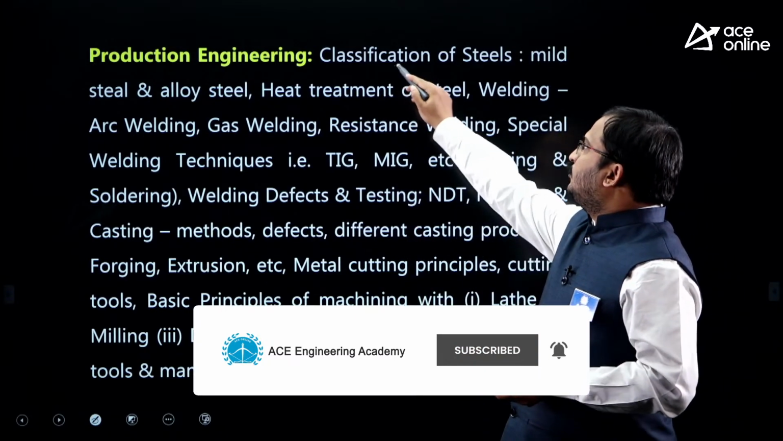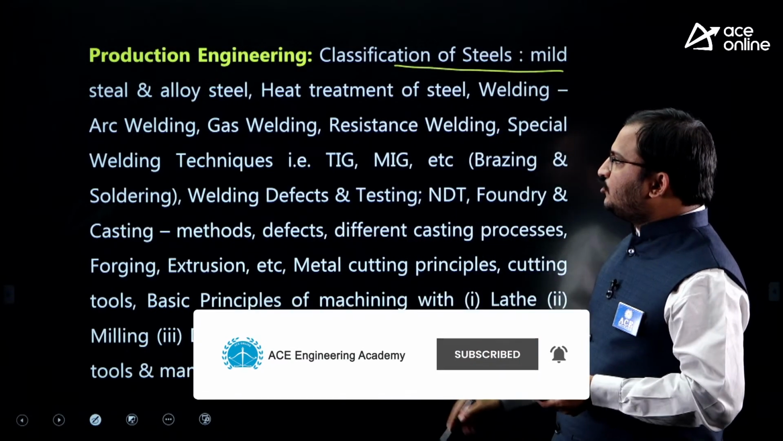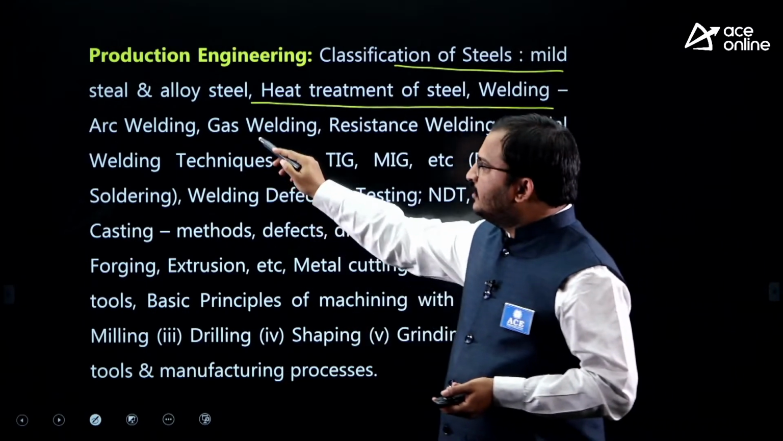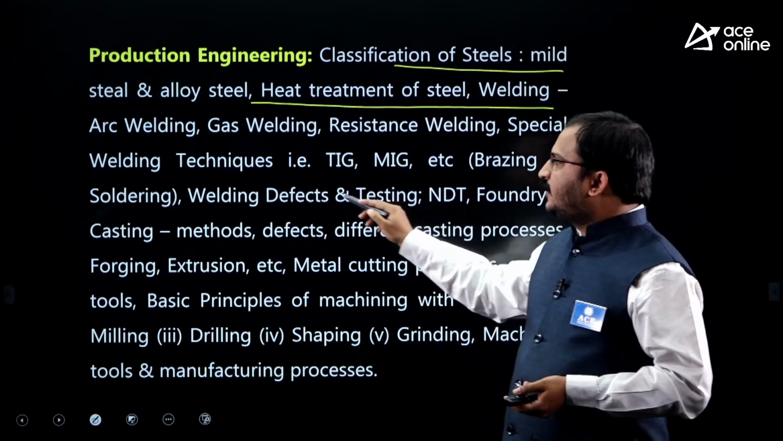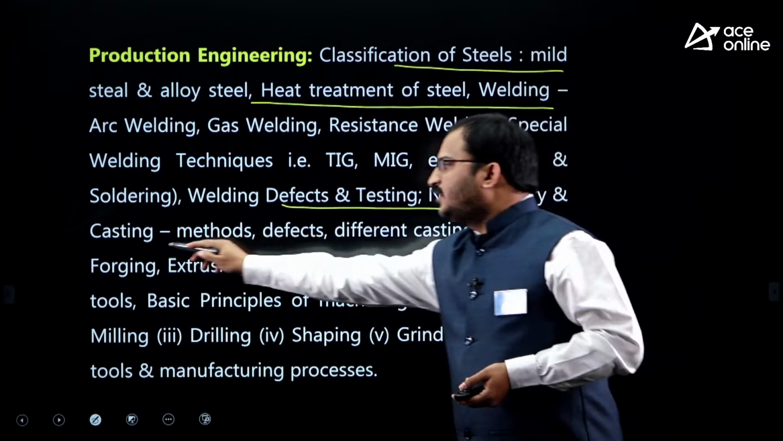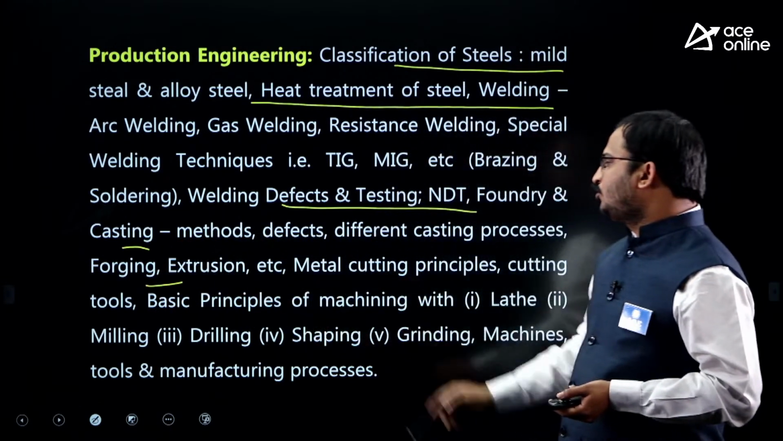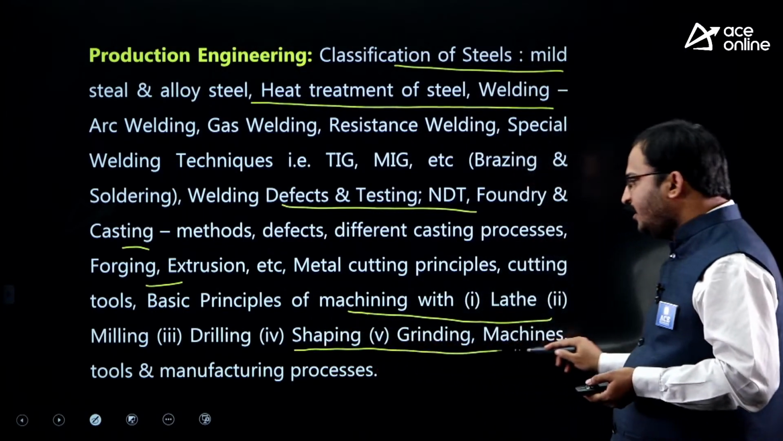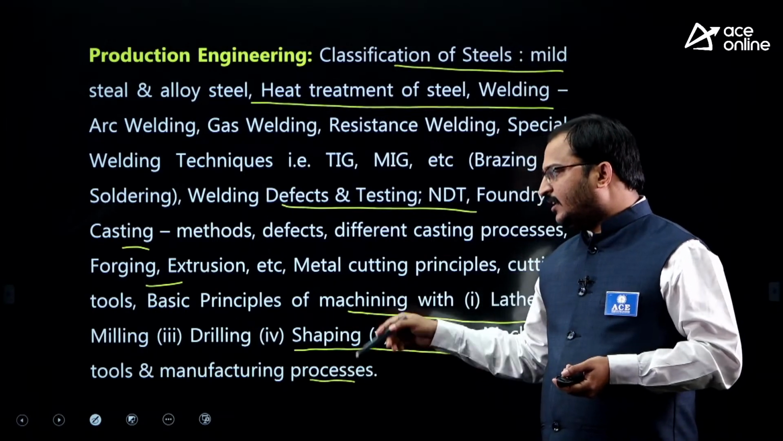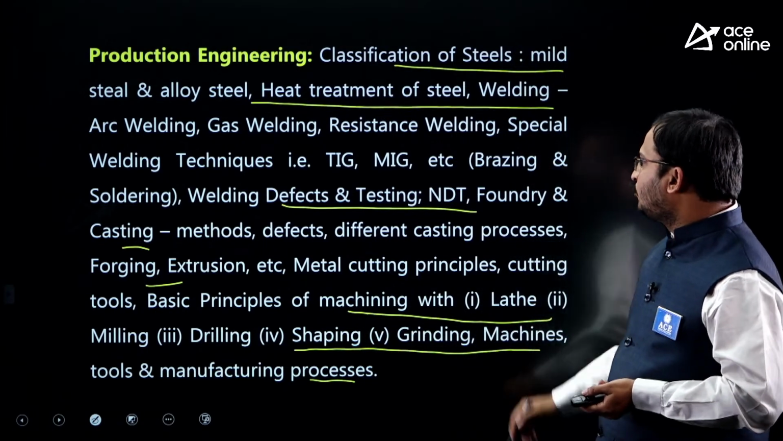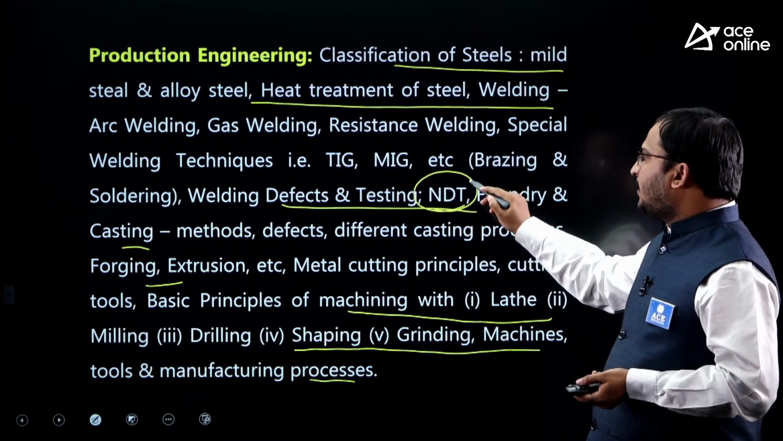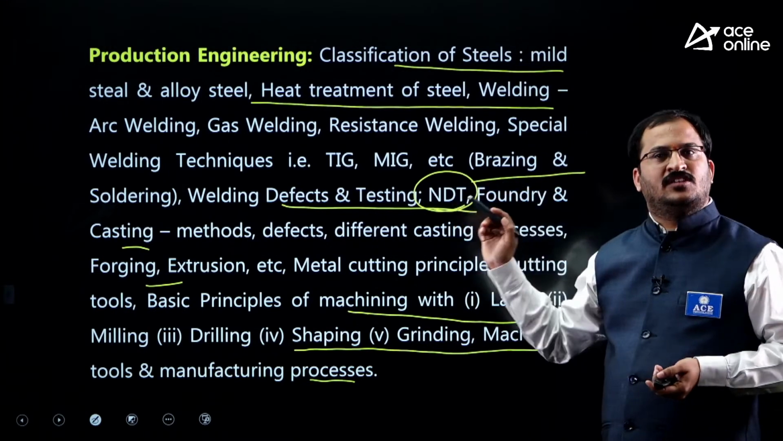So here you have in the material science classification of steels, alloy steels, heat treatment of steels, welding, as I told you, welding is there, then welding defects, casting is there, forging, extrusion, basic principles of machining like lathe, drilling, milling, shaping, grinding, everything is there, and other manufacturing processes are also there. And moreover, try to understand here, in this particular case, non-destructive testing is also there.